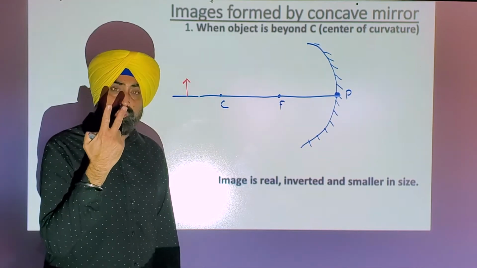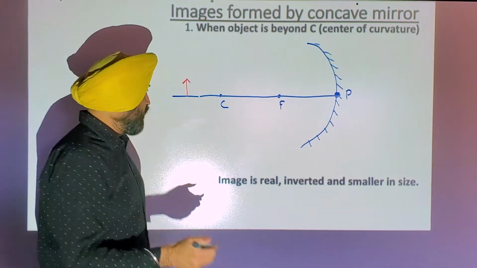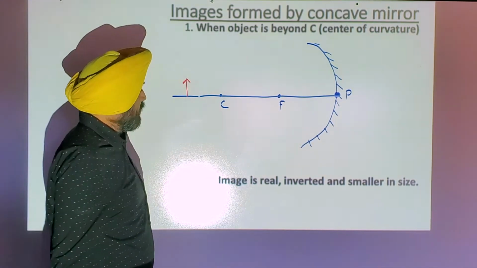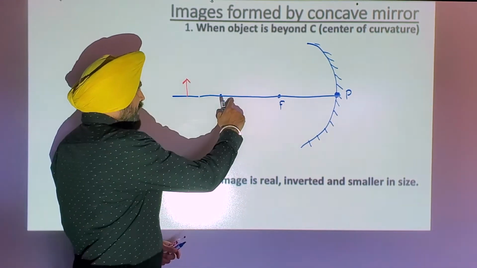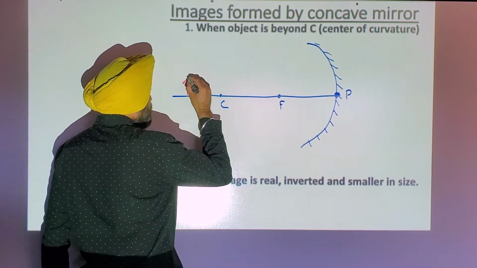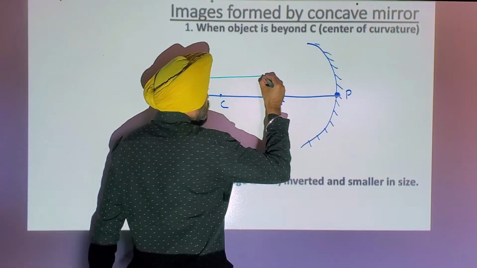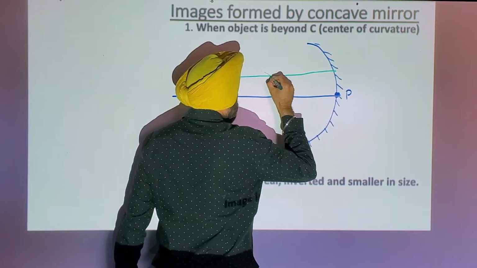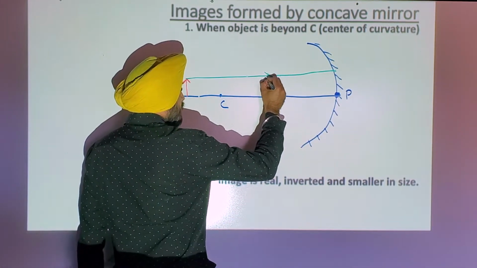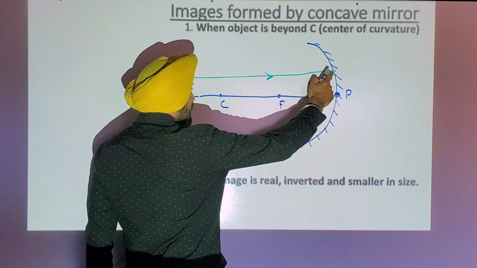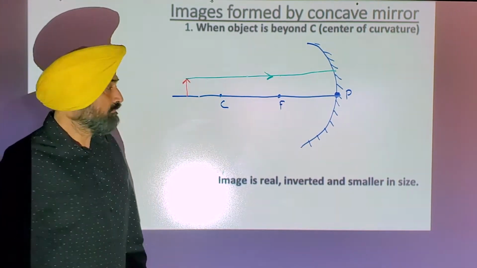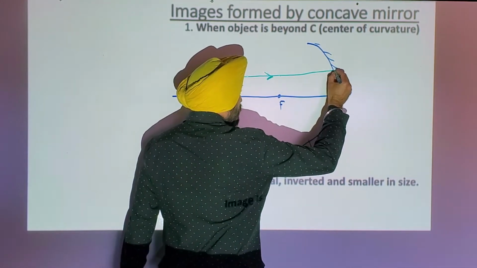So we will draw two incident rays. First incident ray will be from the top of the object and parallel to the principal axis, striking the mirror. So this is the incident ray parallel to the principal axis. So this arrow shows the direction. So after reflection, because it's a concave mirror, it should pass through the focal point.